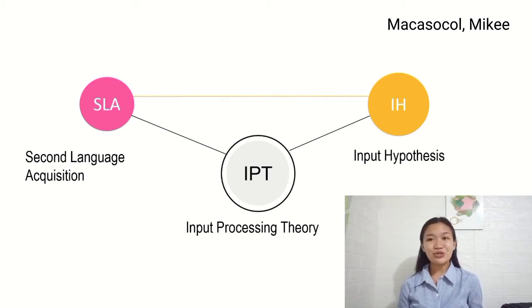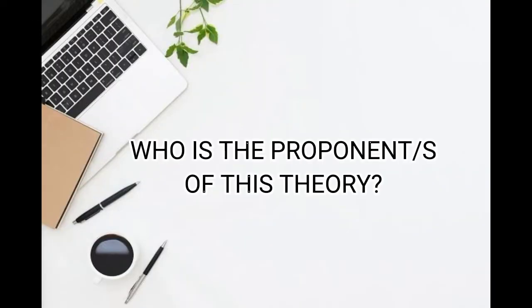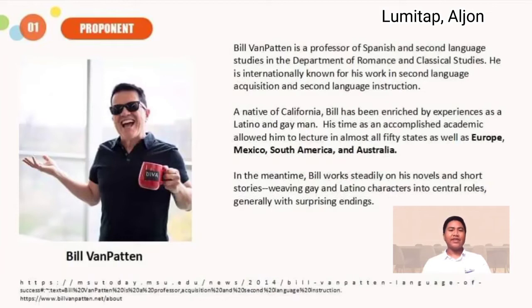However, some researchers disagree with Krashen's input hypothesis because they suggest that input can be modified or misrepresented during the course of interaction. From then on, input processing theory was developed. Who is the proponent of this theory? The proponent of input processing theory is Bill VanPatten.